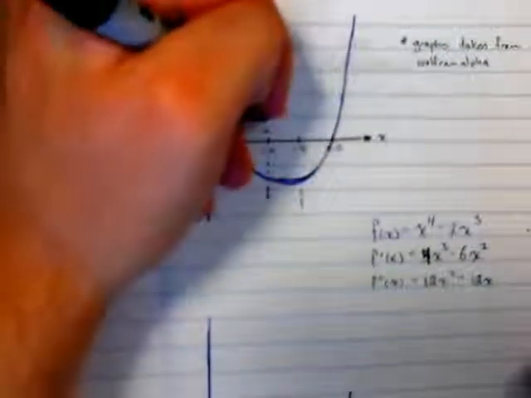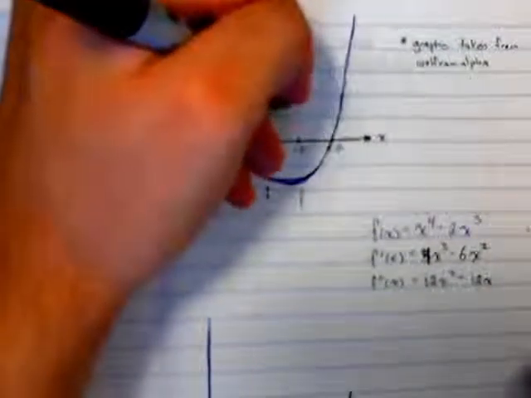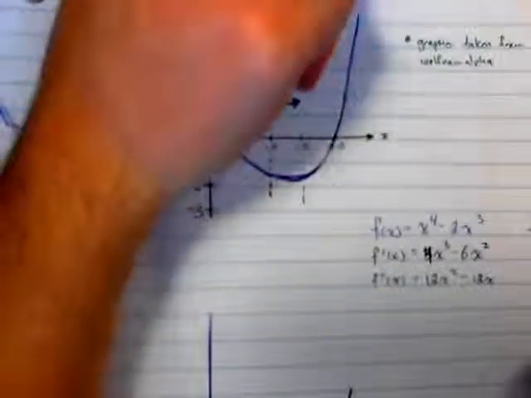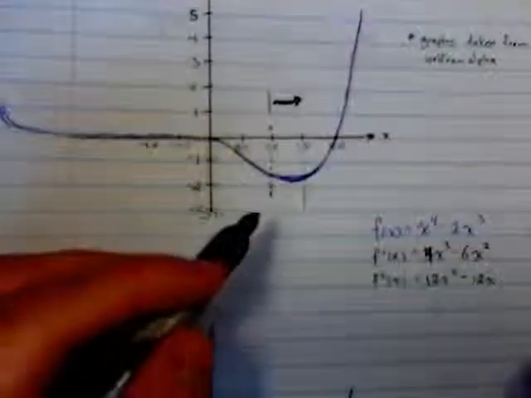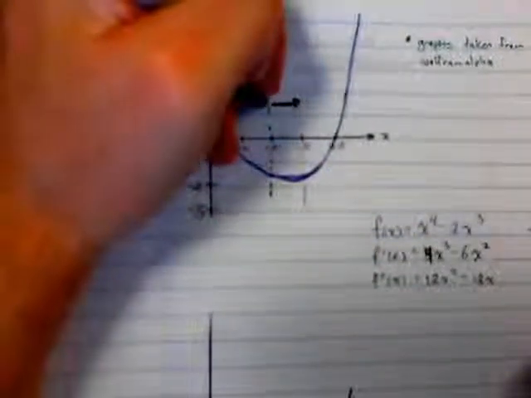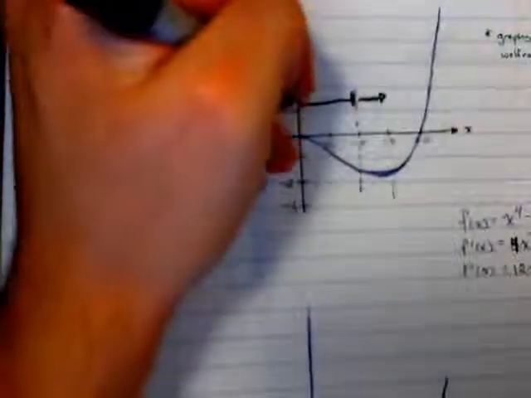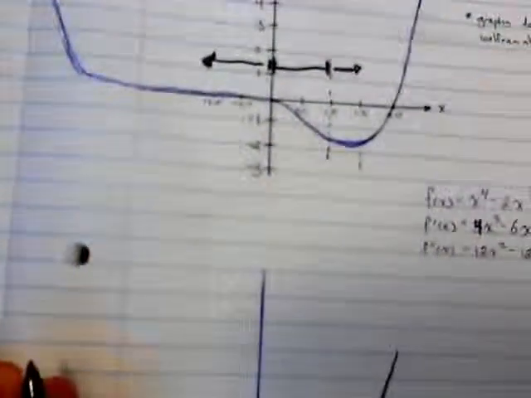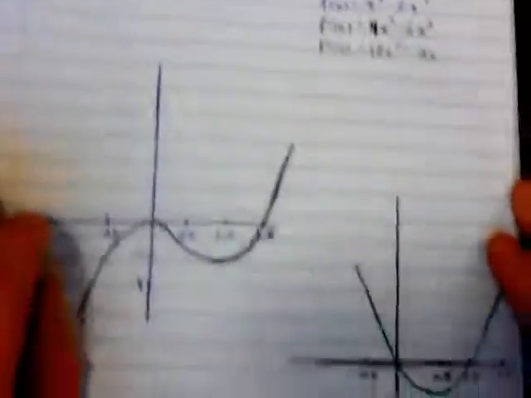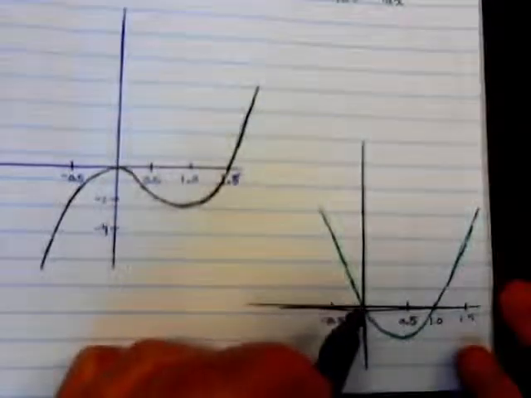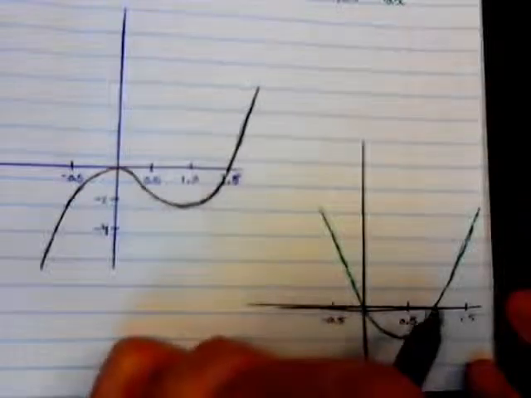So again, everything from here over is going to be concave up. Everything from here to here is going to be concave down, and everything from here over is going to be concave up. Right, and so we get those points from just looking at where the second derivative equals 0, and if it's greater than 0 or less than 0.